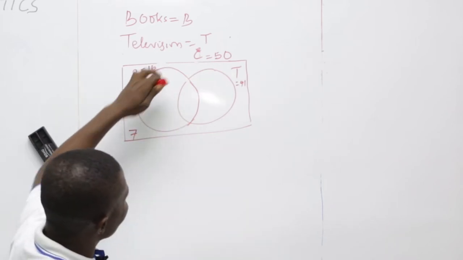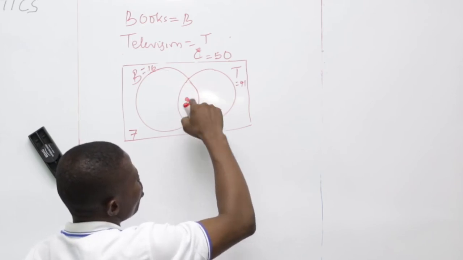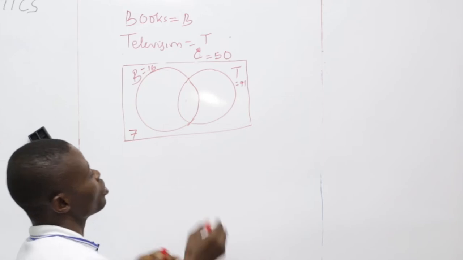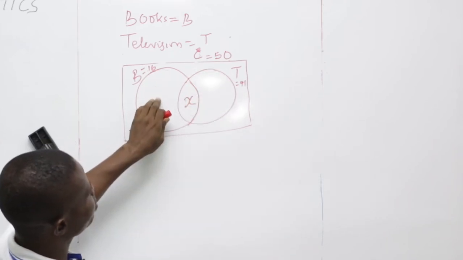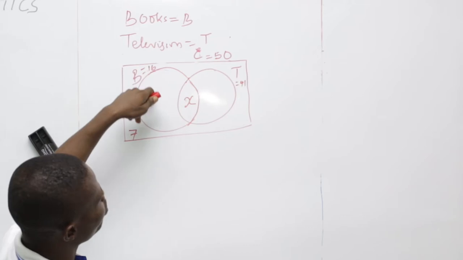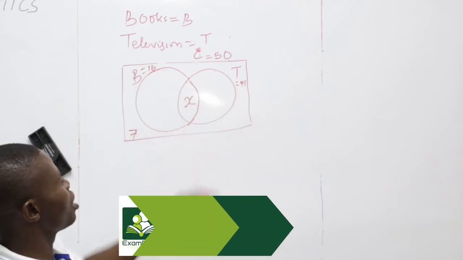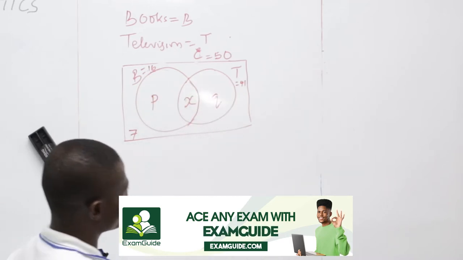Now, when you have a set, this point here is called an intersection. But the intersection is not known, so you can call it X. Here it's not given. That is the real people for books, the real people that watch television, they are not known. You can call them P and Q.